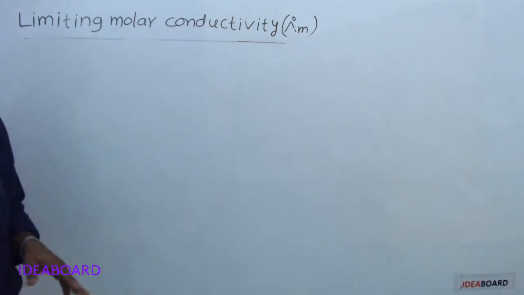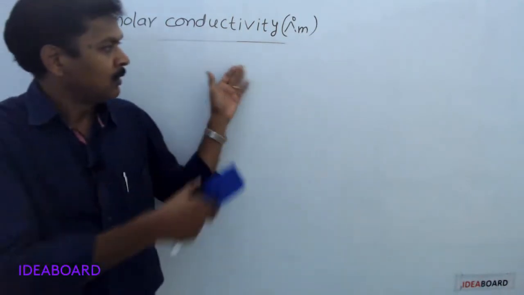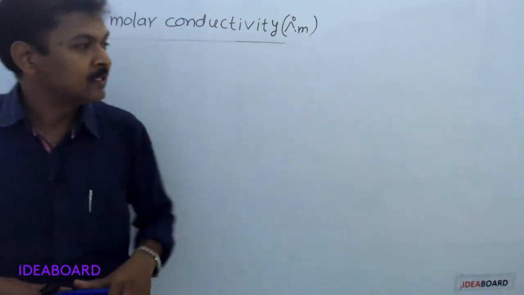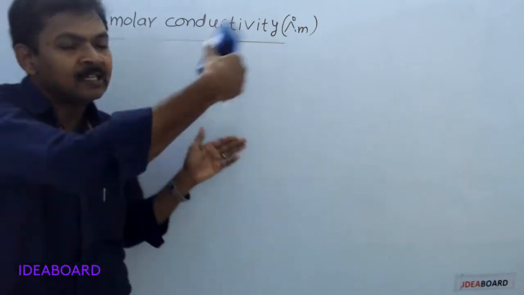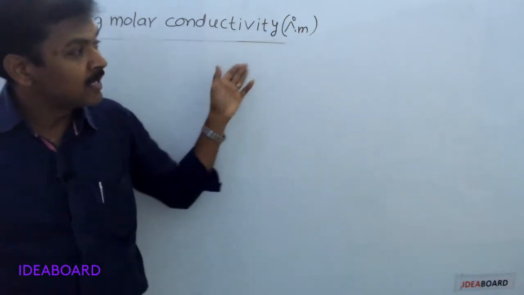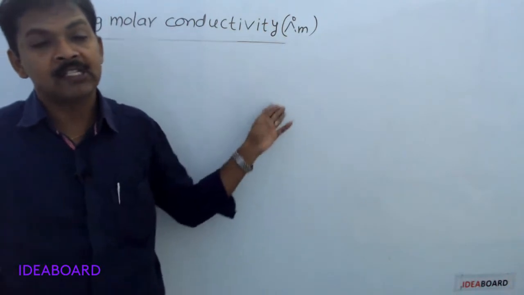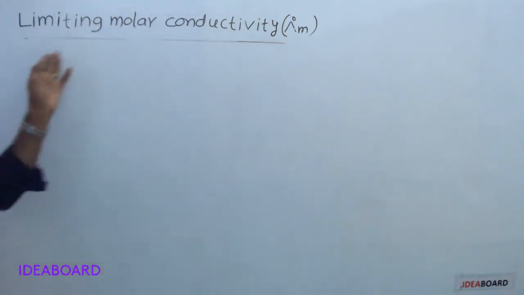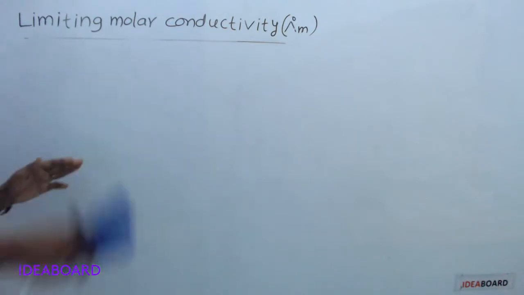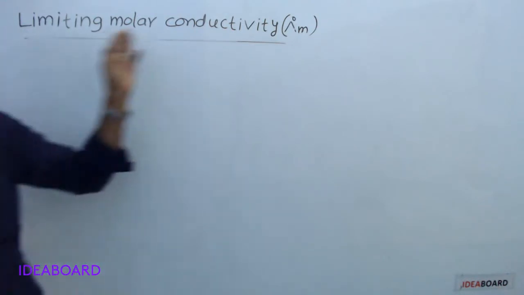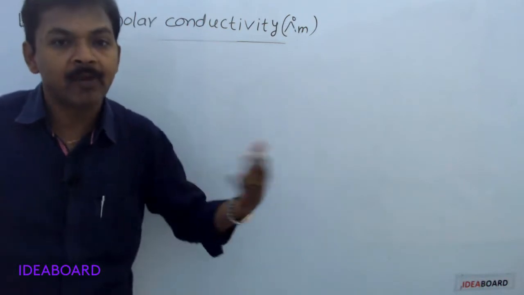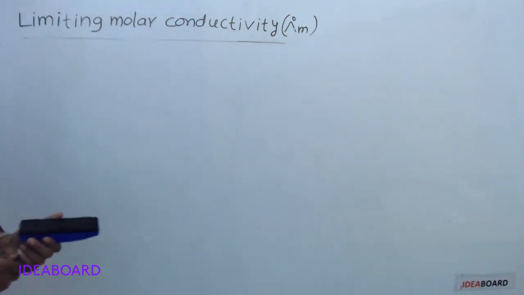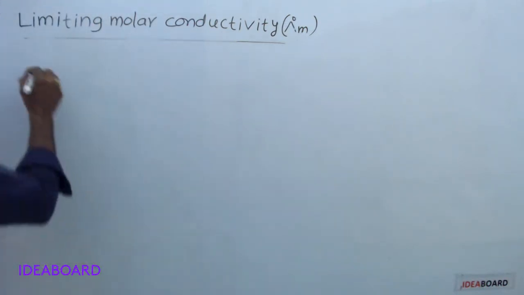On dilution, the distance between the ions increases. As the distance between the ions increases, interionic forces decrease, then the mobility of ions increases, so conductivity increases. At infinite dilution, that molar conductivity reaches a maximum value, which is called limiting molar conductivity.